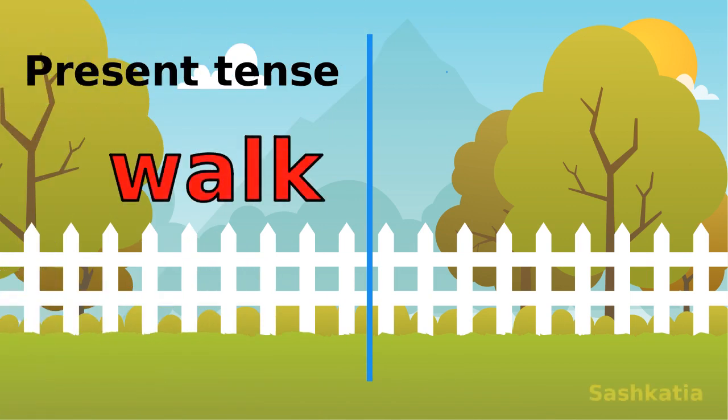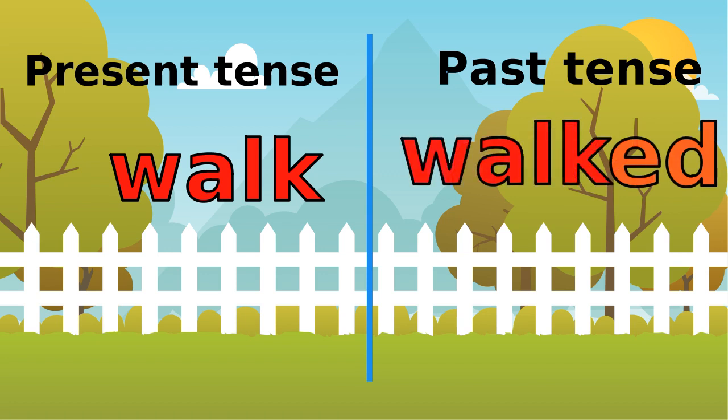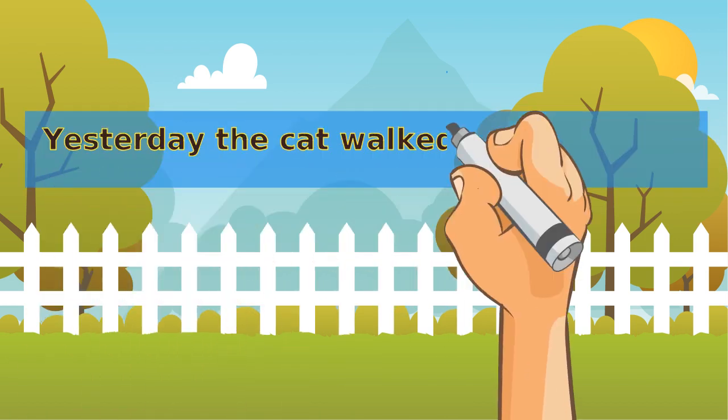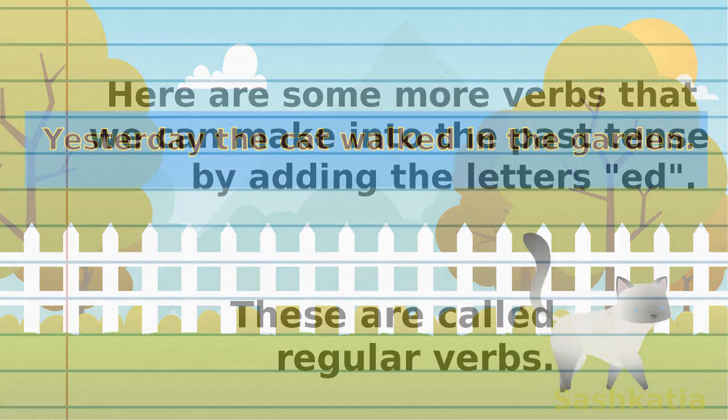To make the present tense verb walk into the past tense, we add the letters ed to make the word walked. We can say, yesterday the cat walked in the garden.